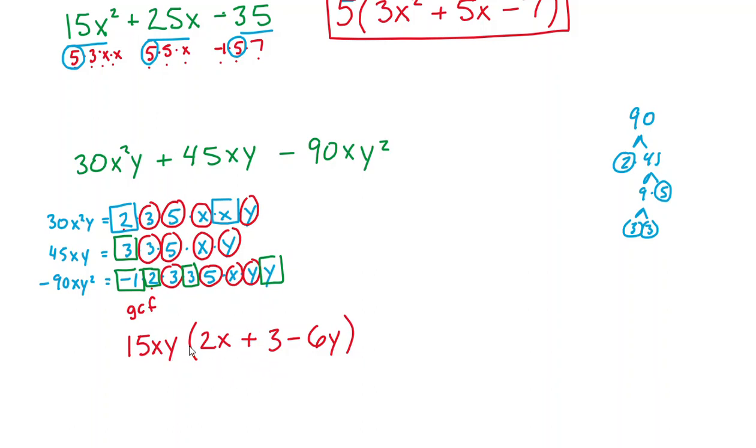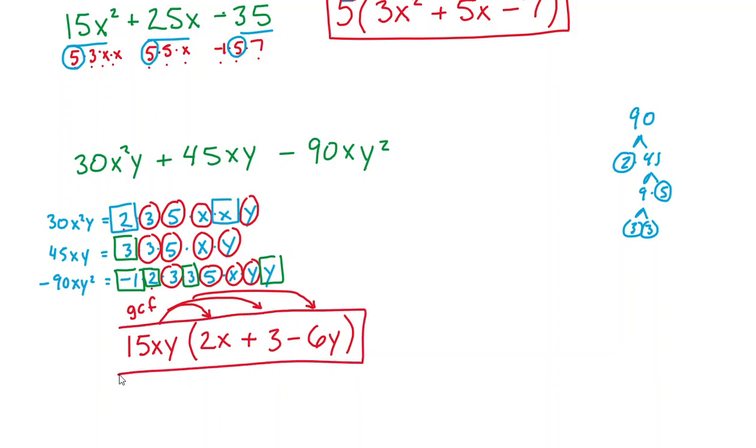And if I multiply that by 15xy, I get, well, 30x squared y plus 45xy minus 90xy squared. So I can see that I took out the greatest common factor. And how do I know that I got it right? Because when I took my terms and factored them completely, it's very easy to see all the common factors.